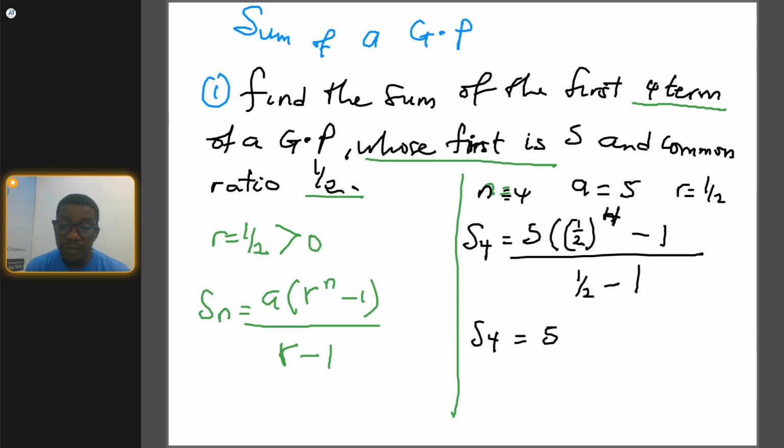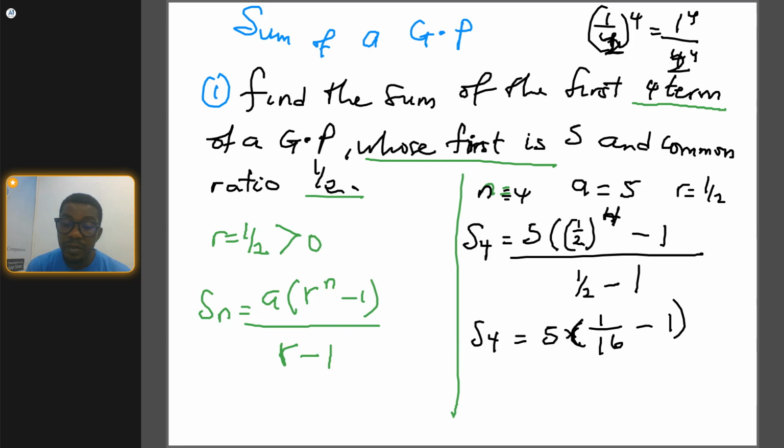Sum of 4 equals 5 multiplied by, expressing this, we have 1/2 raised to power 4, which is 1/16. Sorry, 2 raised to power 4 is 16, minus 1, close the bracket, over, subtracting 1 from 1/2, that is going to give you a negative value, which is minus 1/2.